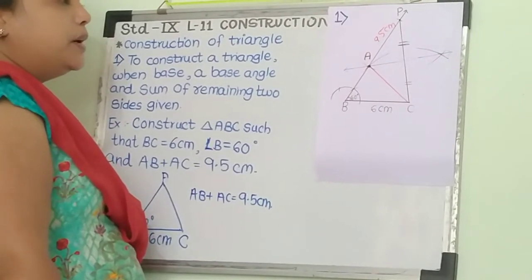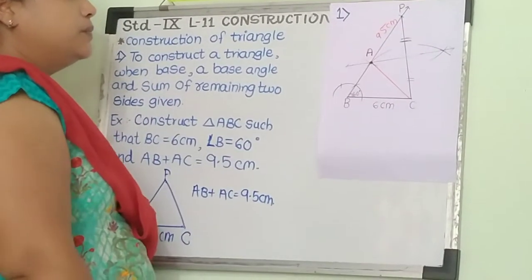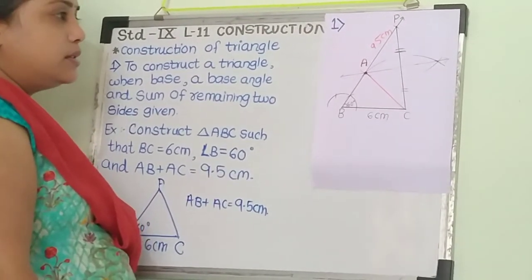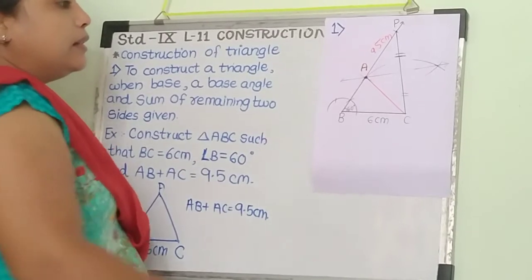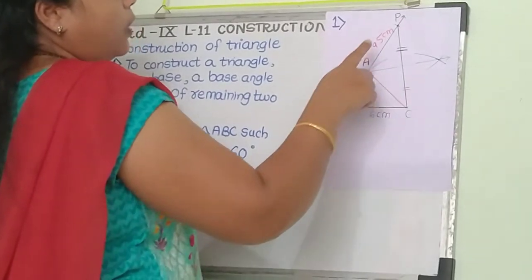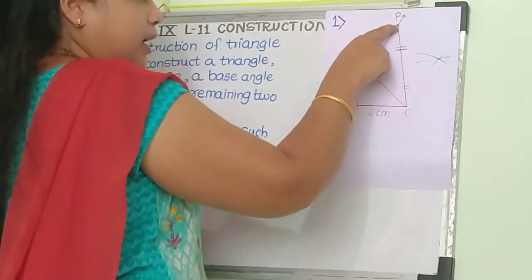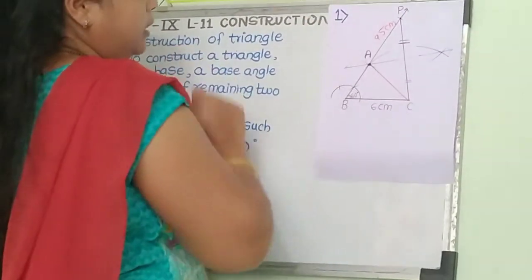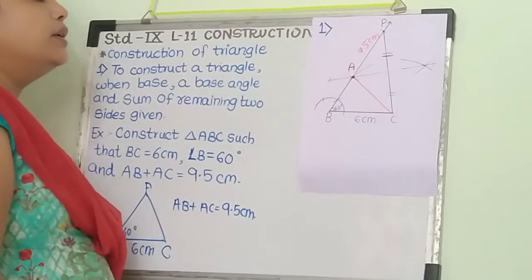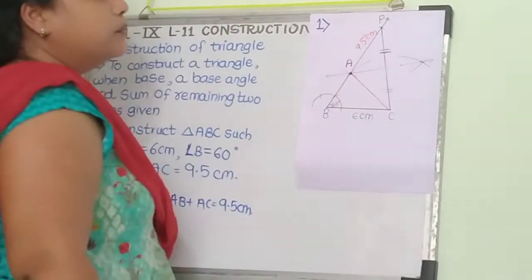After that, in the compass we take the distance 9.5 centimeter, which is the sum of the remaining two sides. Then mark the arc on this ray of 60 degree angle. Where we get that mark, that is our point P. So we get BP is 9.5 centimeter. Then join CP.